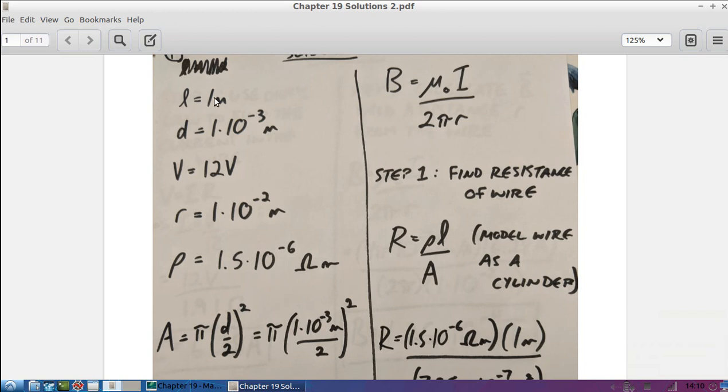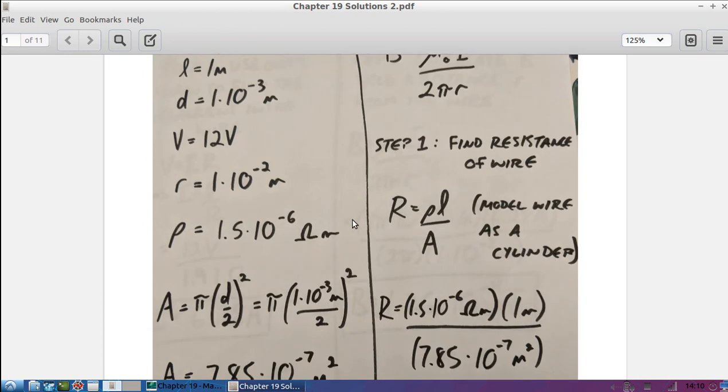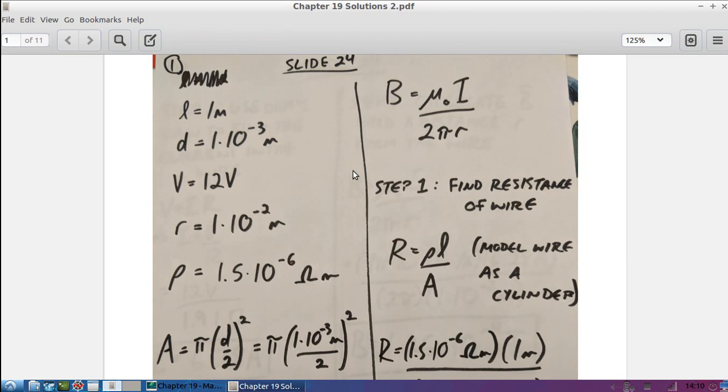So we've got the length of the wire, the diameter of the wire, and the voltage. I looked up the resistivity of nichrome. With the diameter, I can calculate the area. Then I'm going to find the resistance of the wire, capital R, and use Ohm's law to calculate the current. Once I have the current, I can use this expression right here to calculate the magnitude of the magnetic field at that location, 1 centimeter away from the wire.